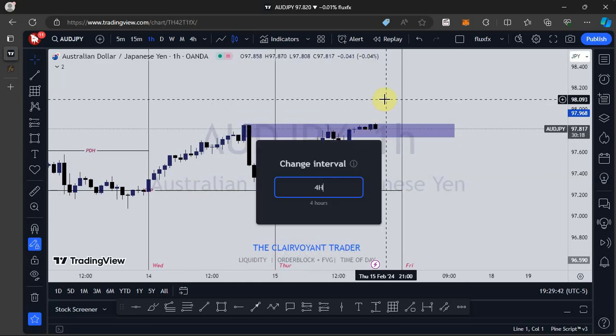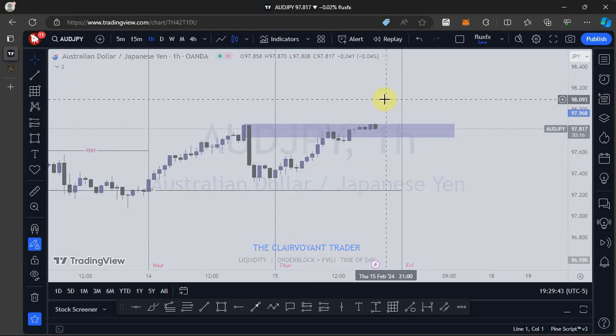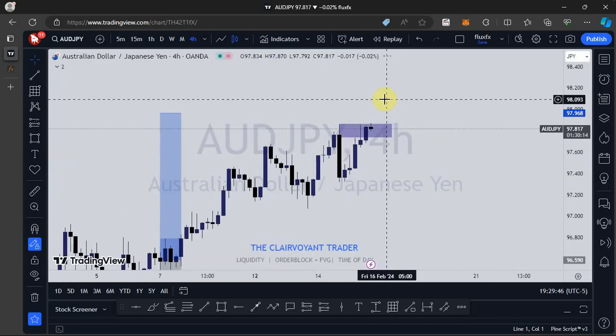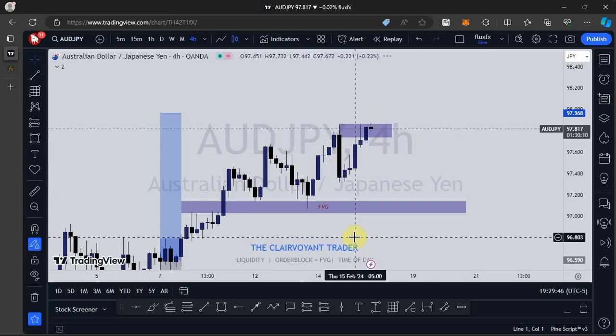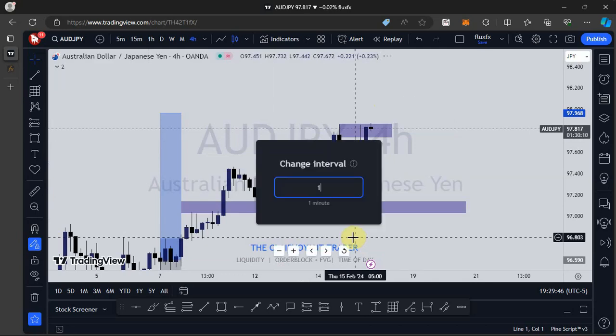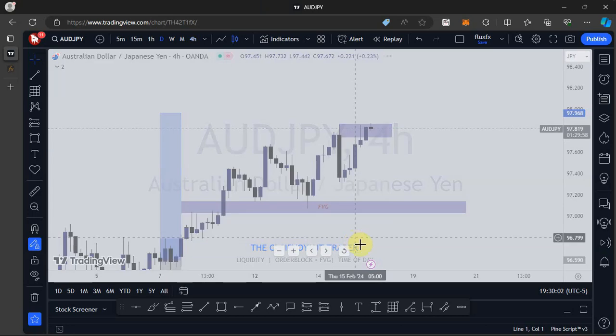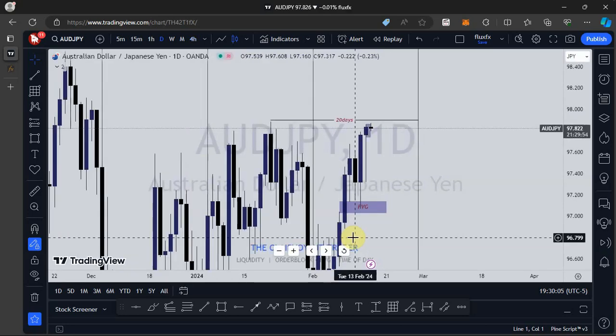The higher time frame is still very, very bullish. Let me switch to the daily for you to see. The higher time frame is bullish, so any bearish PD array on a lower time frame will not be respected. That is what you should take note. Whenever a higher time frame is bullish, any bearish PD array on the lower time frame will be violated. Take note of it.